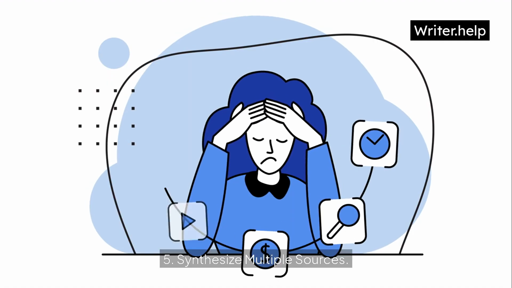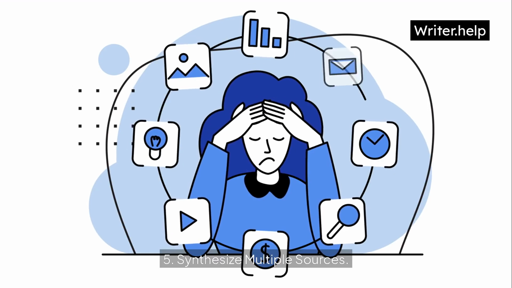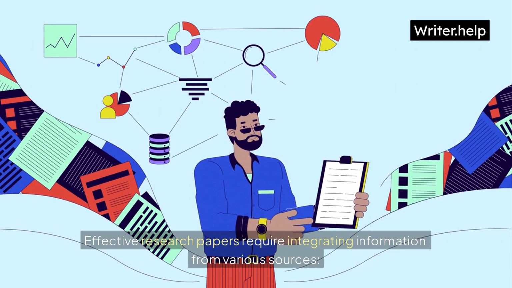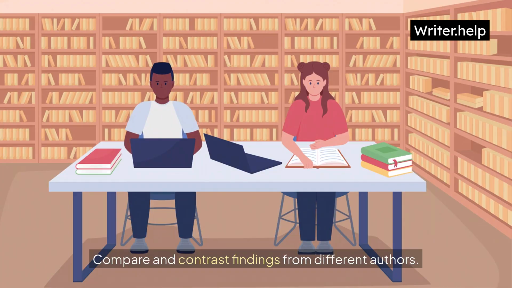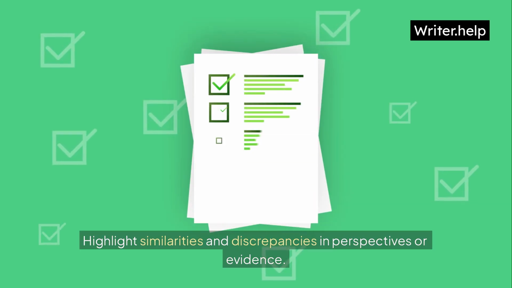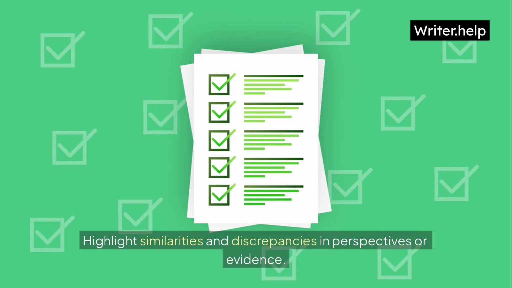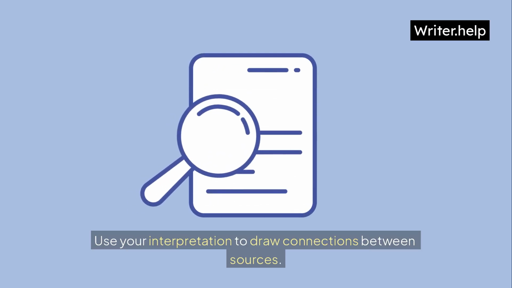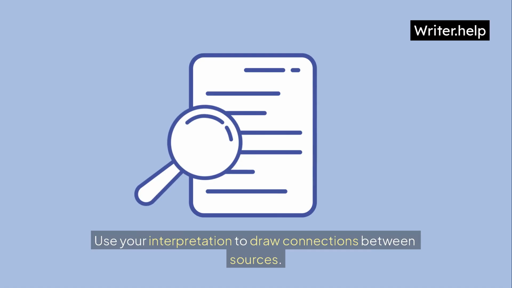5. Synthesize multiple sources. Effective research papers require integrating information from various sources. Compare and contrast findings from different authors. Highlight similarities and discrepancies in perspectives or evidence. Use your interpretation to draw connections between sources.